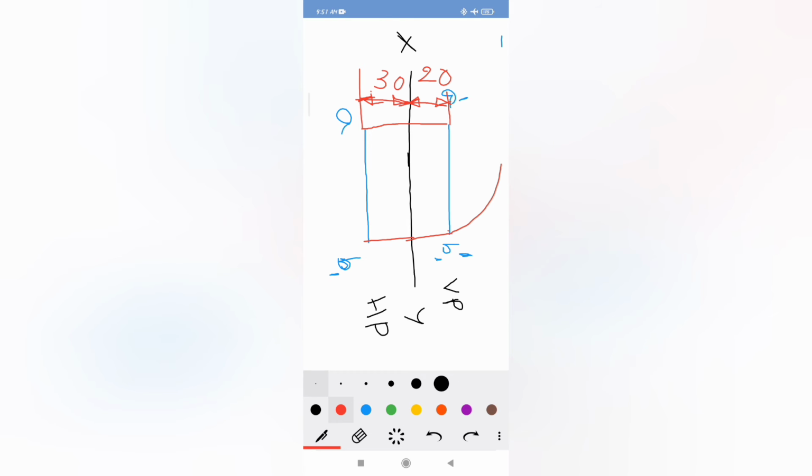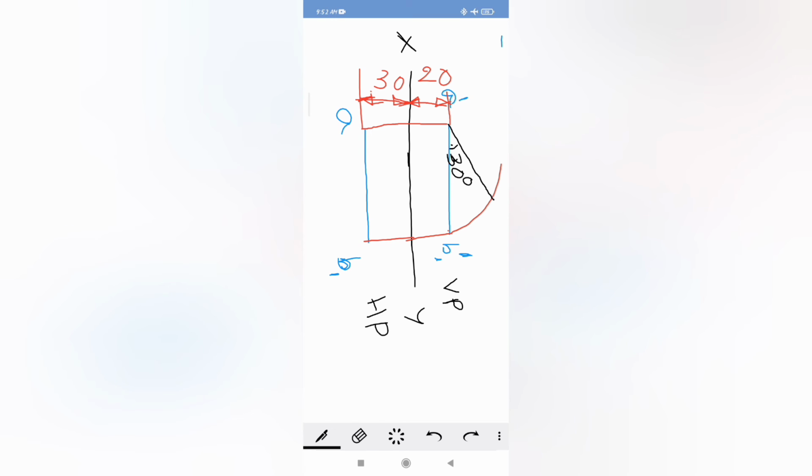And take your protractor and measure angle 30 degrees, whatever is given in the question, and join to this arc, making angle 30 degrees. Whatever the angle given in the question, you have to do. That means what we have done here in the first case, we have assumed that the line is parallel to both the planes. Whenever we assume that, the true length of the line can be seen from both front view and top view.